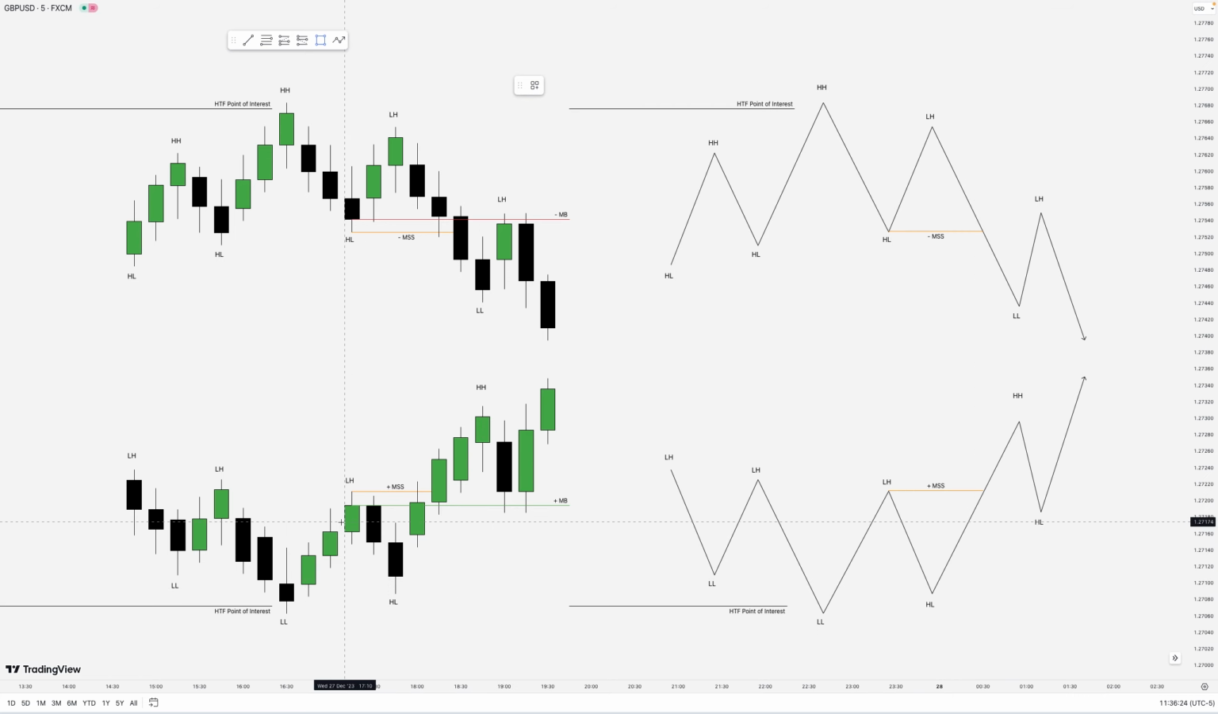So as you can see, I've marked up the mitigation block here. It's the last up close candle, and here it's the last down close candle. So let's mark them up here as well.